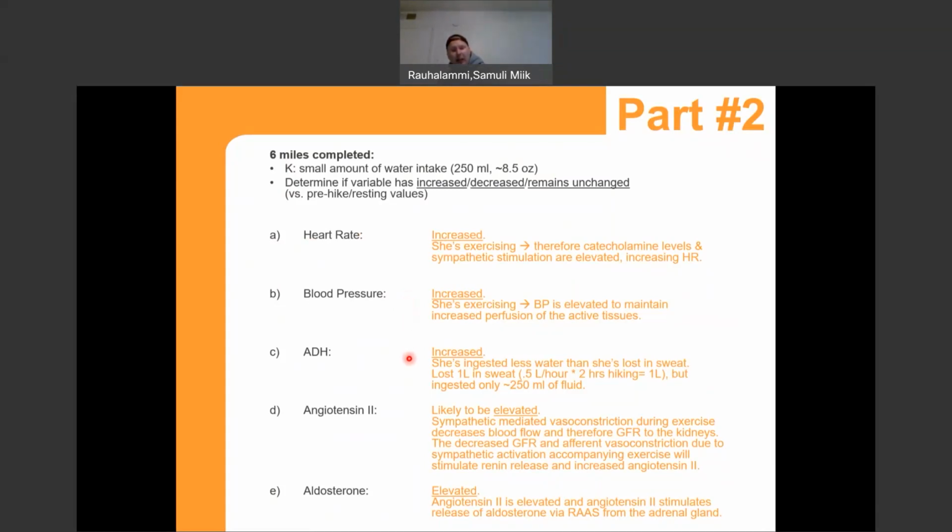In terms of the antidiuretic hormone levels, we expect those to be increased because she has ingested less water than she has lost in sweat. So Carla is becoming dehydrated, and we try to counteract that by increased antidiuretic hormone levels. For angiotensin and aldosterone, we expect both likely to be elevated, and I provided the rationale there. One thing to notice with the angiotensin and aldosterone is that these two often go hand in hand for different reasons, but it's a storyline that you want to follow together.